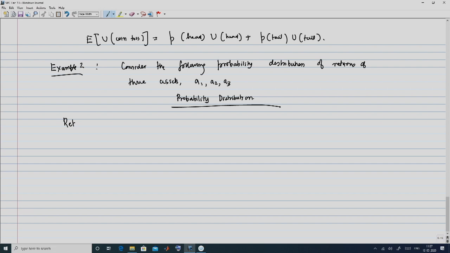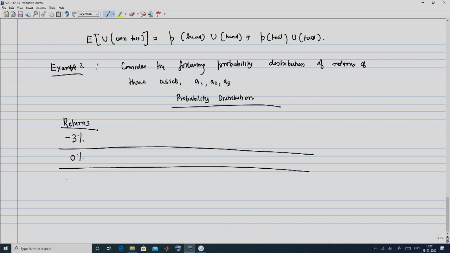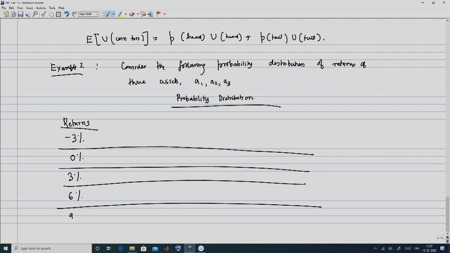So, we consider 5 different possible values of returns, namely -3%, 0%, 3%, 6%, and 9%. So, for asset A1, we see that we assign a probability of 0.5 to the return of -3%, probability of 0 to 0%, probability of 0 to 3%, probability of 0 to 6%, and the probability of 0.5 to 9%. So, this means that the returns can be -3% with probability 0.5 or 9% with probability 0.5.